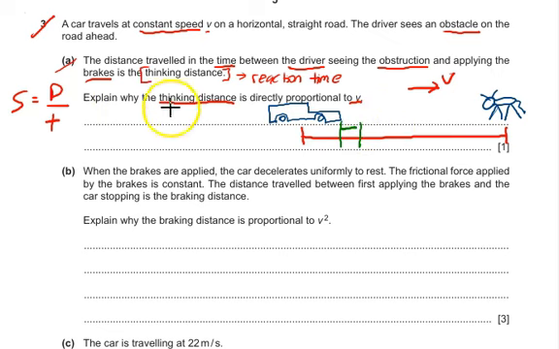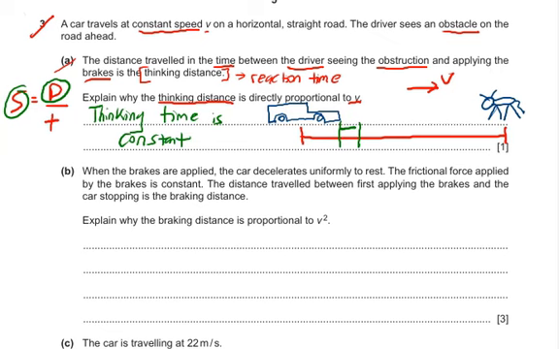So here, if the thinking distance and the speed are directly proportional, it means that the thinking time is constant. The reaction time is constant. This is your answer. Now let us look at B.